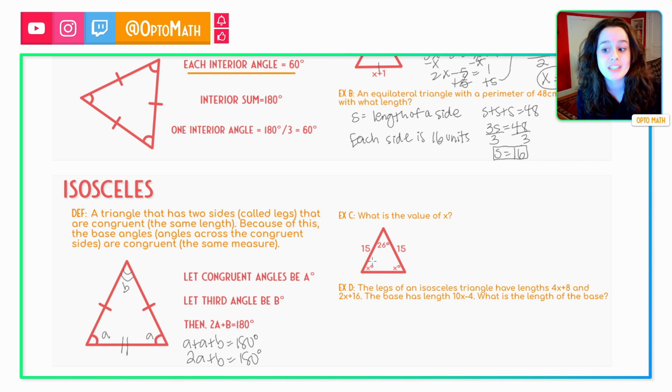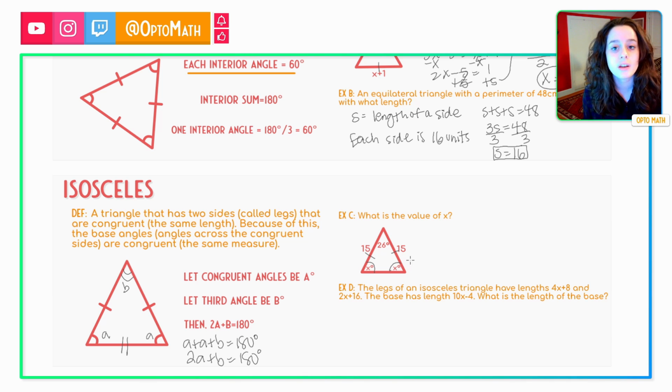Let's look at example C. What is the value of X? Simple question, let's take a look at our image. So we have a triangle here, and it shows us that there are two sides that are congruent to each other because it labels them with the same length. So we also know that these two angles are congruent because they also label those with the same measure. So let's mark it up a little bit with our tick marks and our angle markings.